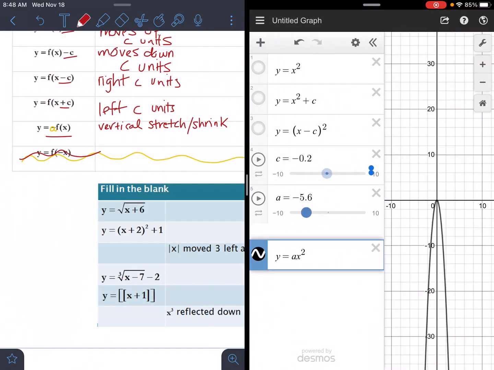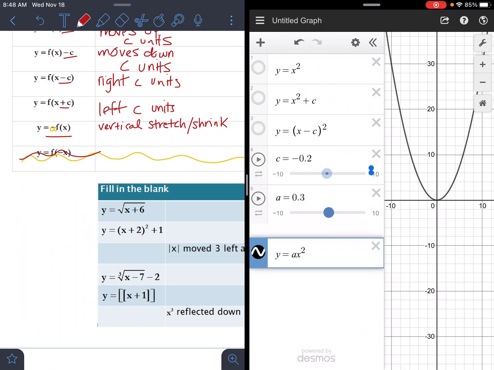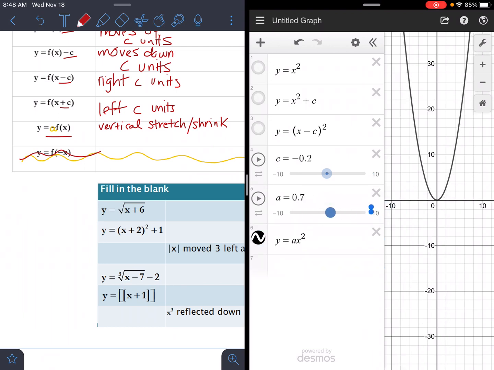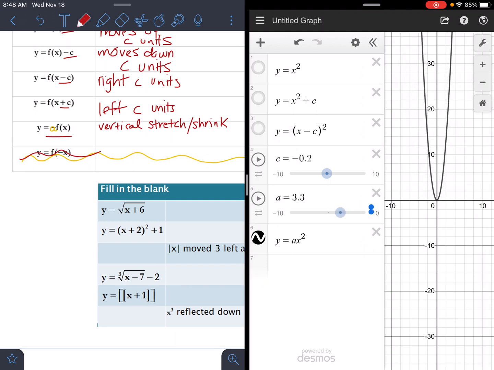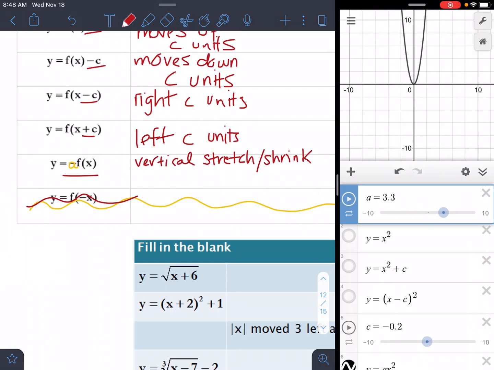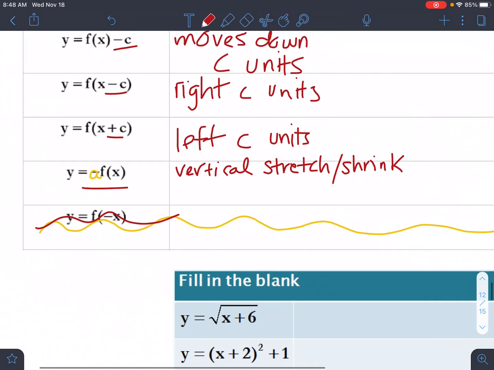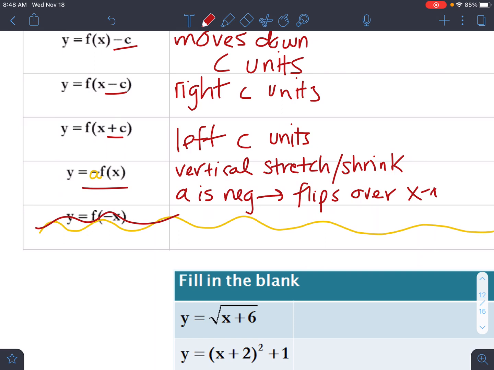What about if it was like a fraction, like 0.3? I don't know if you guys can see that. It actually gets wider, like 0.1, 0.6. So interestingly, it actually is shrinking vertically, or it could be stretching if it's above 1. So again, I just wanted to show you that. We'll talk about it more next unit. So vertical stretch or shrink. If a is negative, it flips over the x-axis.